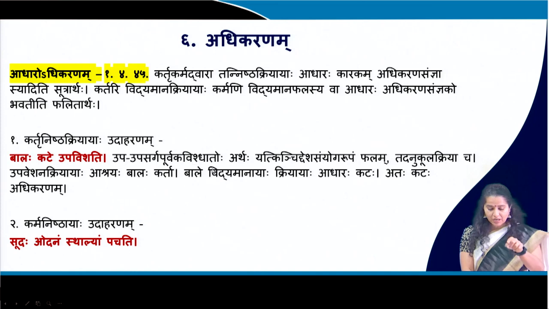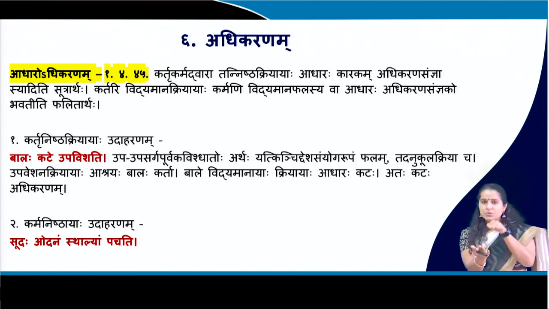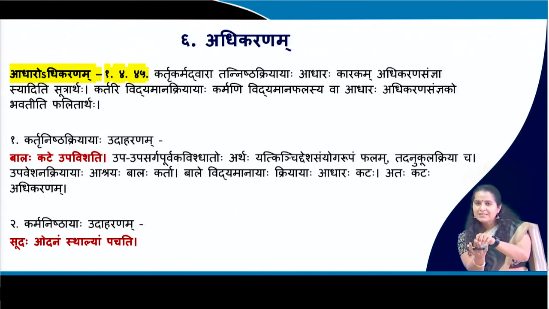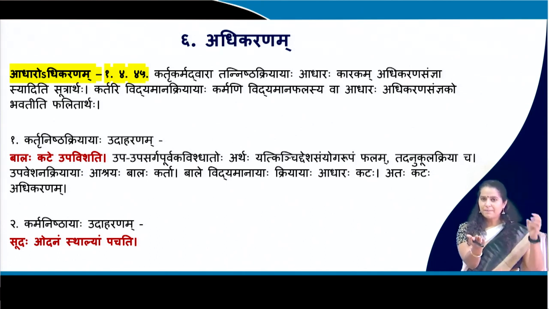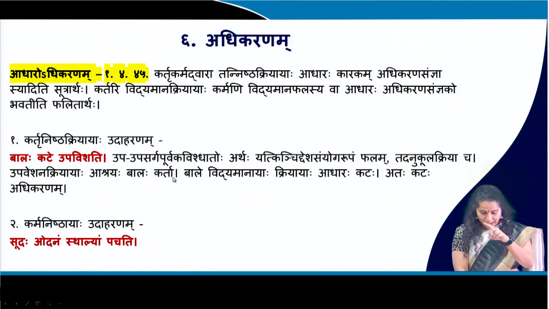Upasarga purvaka vish dhatoho arthaha yat kinchit desha sanyoga rupam phalam. So ut plus vish, upa plus vish indicates that there is some kind of a connection. Vish means to enter or to come in contact with, and that is the fruit here. And the action, of course, tadanukula kriyacha. Now, upaveshana kriyayaha ashraya. When you're performing this action and posing yourself, the ashraya, the support for that, is in the boy in this case, balaha karta.